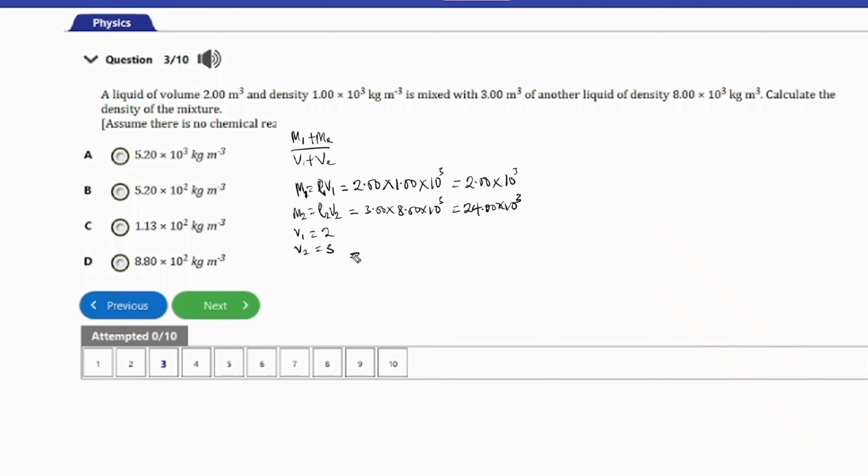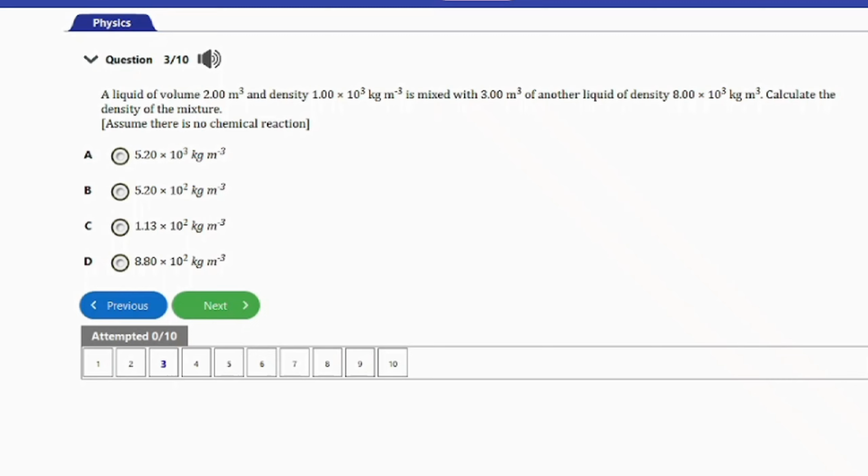So guys, the overall equation here, you're going to have that rho is equal to the sum of the masses over 5. So guys, when we calculate this together, we're going to have 5.2 times 10 to the power of 3 kilogram per meter cube. So that's it for this question, guys. So let's go ahead and consider the next question, guys.